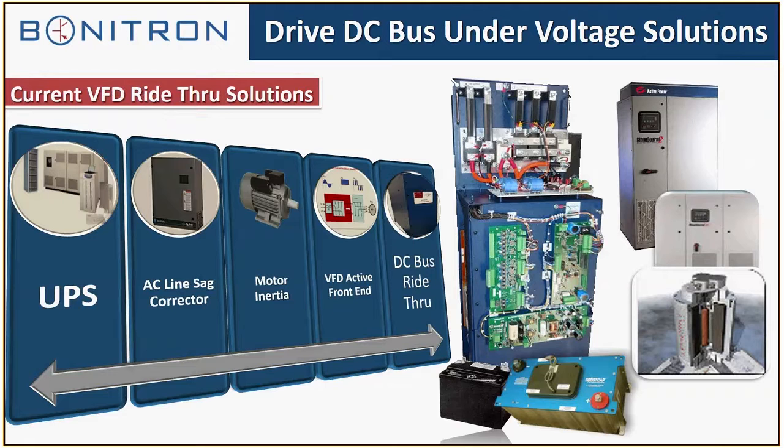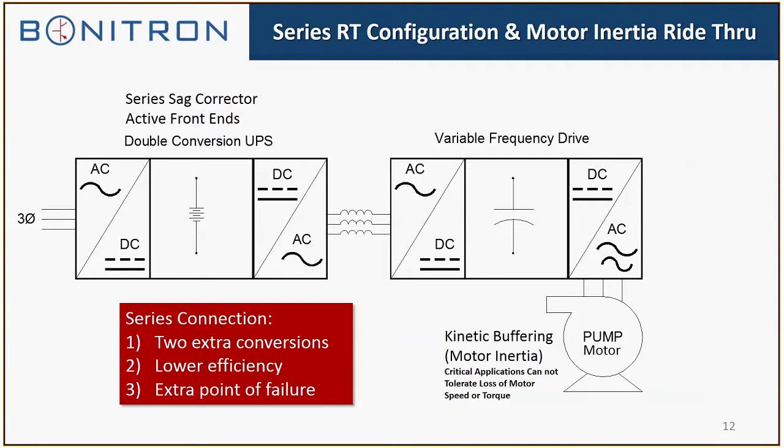Now, a lot of the ride-through solutions that are competitive in some cases to Bonitron are what we call series solutions, and those include active drive front ends, which will compensate somewhat for ride-through, series sag correctors, such as soft switching products like that, and then double conversion UPSs. These solutions are good for some applications, mainly the ones that you can't connect to the DC bus.